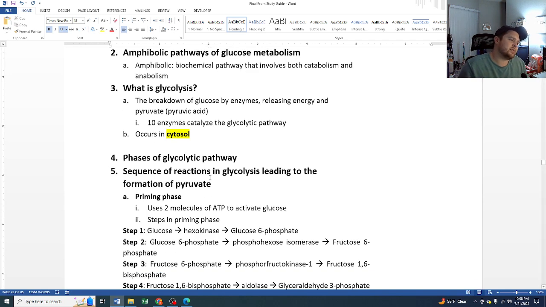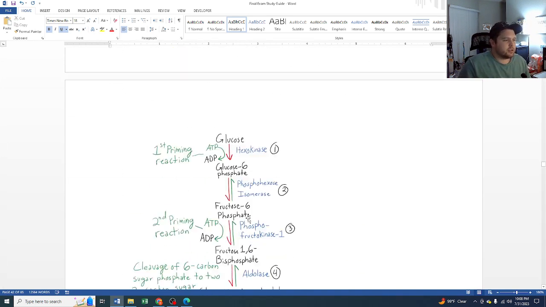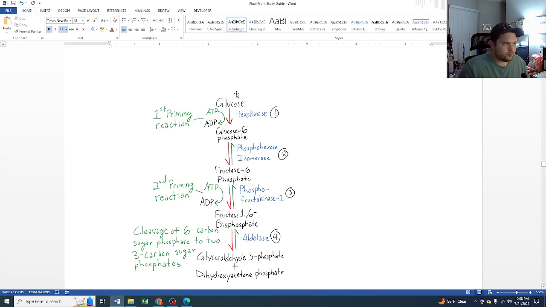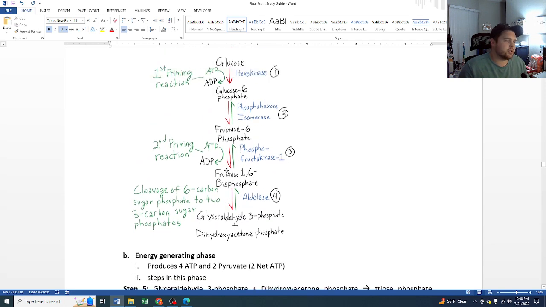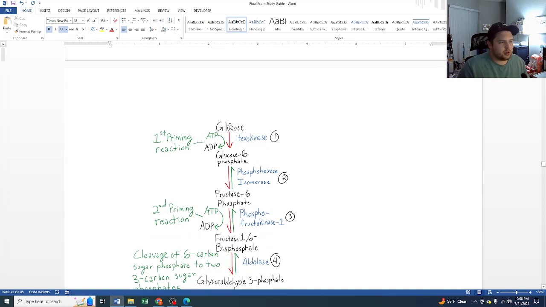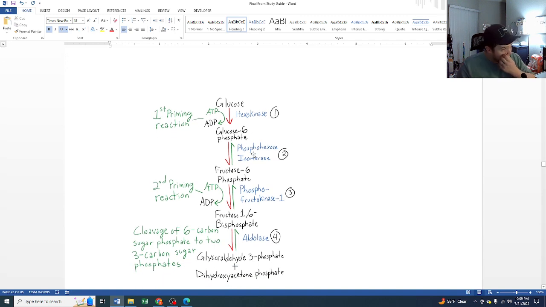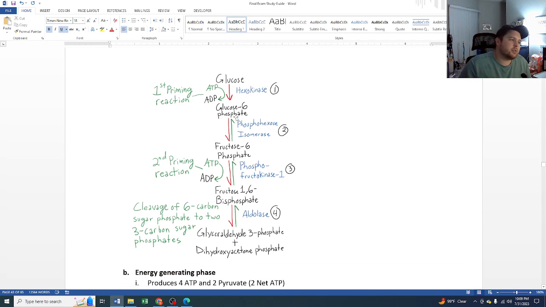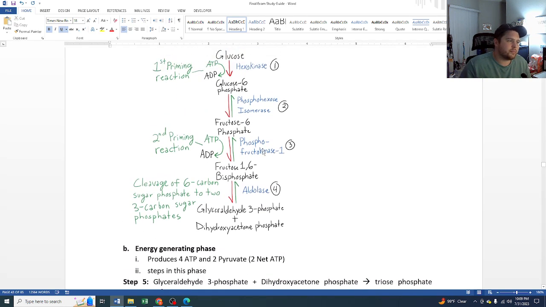There's 10 total enzymes that we'll go over. So the sequence, our first chunk is our priming phase. Hexokinase adds a phosphate to glucose, giving glucose 6-phosphate. Phosphohexose isomerase isomerizes glucose 6-phosphate to get us fructose 6-phosphate. Then we have PFK1.